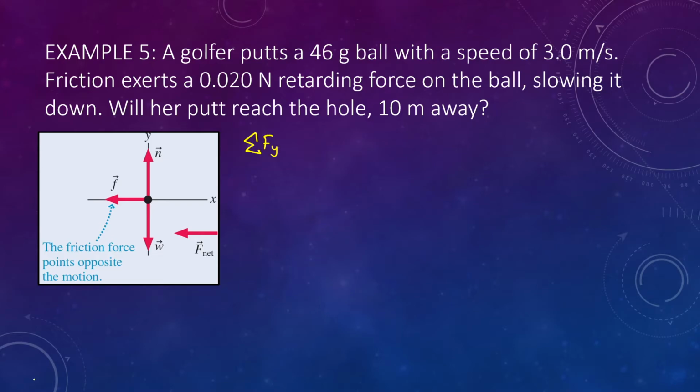I meant to write an x there. In the x direction, we have only one force, which is interesting. The only force in the x direction is friction, and that's pointing to the left. So that's going to be a negative friction value. But there is an acceleration here, right? The object is slowing down. So we do set this equal to ma. There is an acceleration. We can't set it equal to 0.